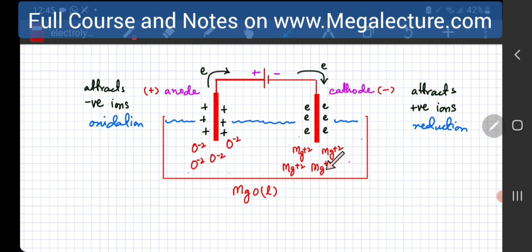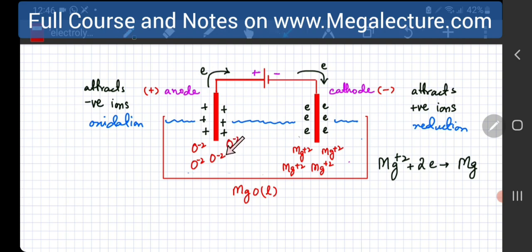What's going to happen at cathode? The battery is going to send in electrons, and Mg plus 2 over here is going to gain electrons. So my half equation at cathode would be Mg plus 2, and the battery would send in electrons. Mg plus 2 is in need of 2 electrons. So it's going to gain 2 electrons, and it's going to become magnesium back again.